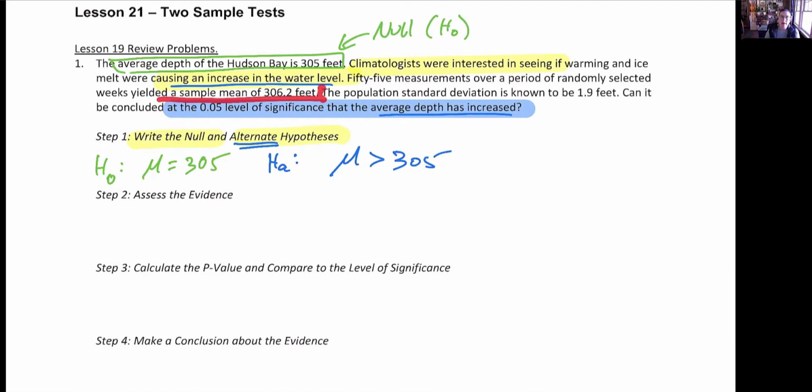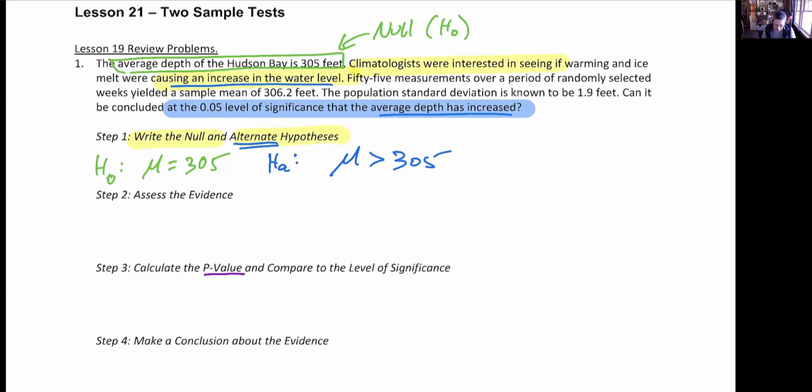So remember, the whole idea behind a hypothesis test is my sample showed me something different. Is that a representative sample? Does that mean things have changed? Or is it just a blip based on where I took my measurement? That's where that p-value comes in. That p-value that we're looking for down here is the probability of getting a sample of 306.2 feet if the average depth was actually 305 feet.